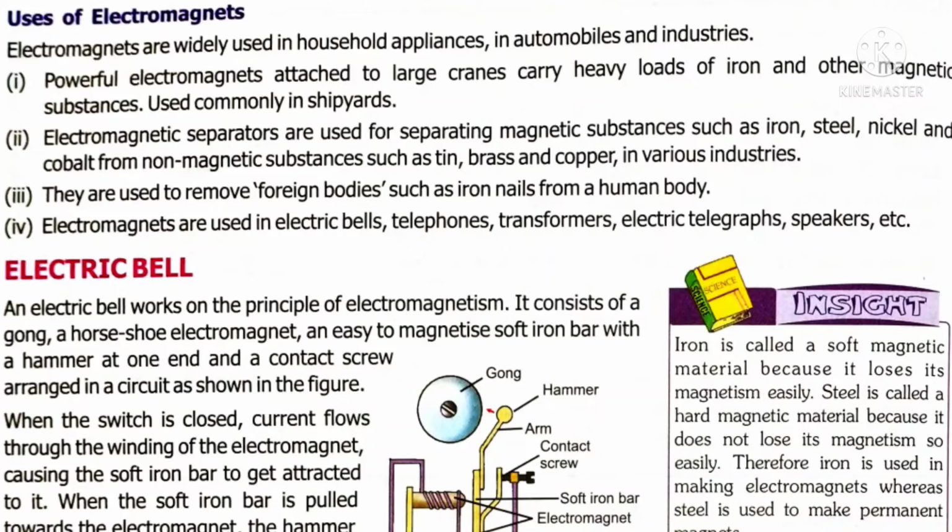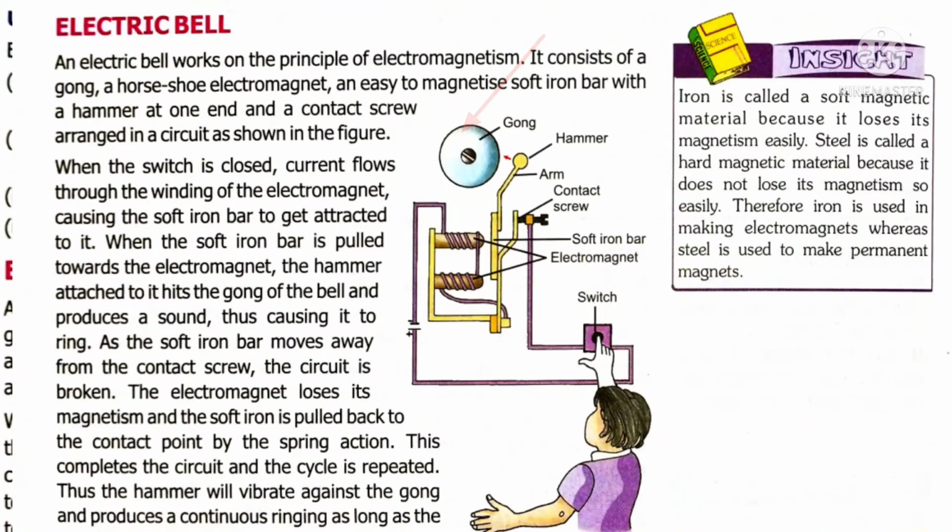So here we are going to study the electric bell, which works on the principle of electromagnetism. It consists of a gong, look at this. This is called the gong, we say bell, and a horseshoe electromagnet. This is the magnet, and the wire is wound around the soft iron bar. This is the bar, and it is connected to a hammer, and there is also a contact screw arranged in the circuit. This is the screw. Now what is happening? The screw is in contact with this iron rod, and the switch is here.